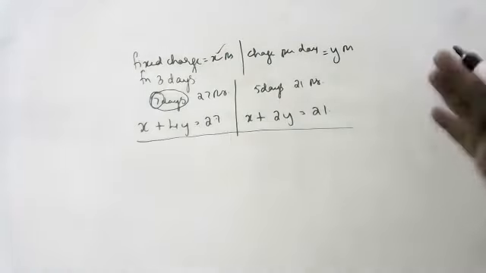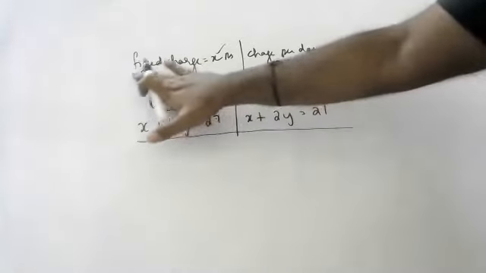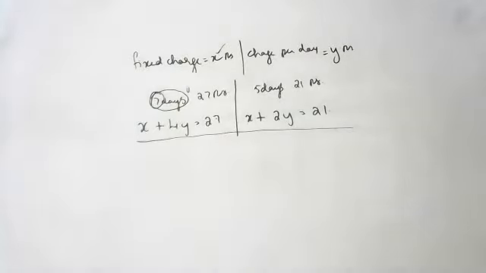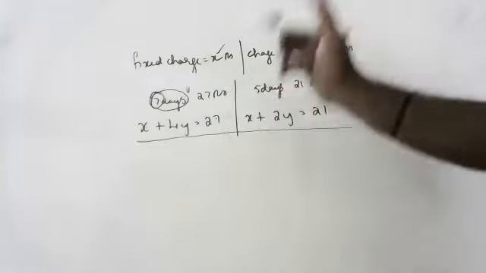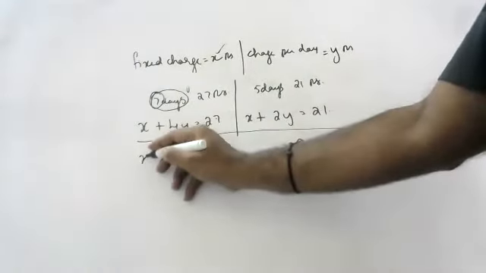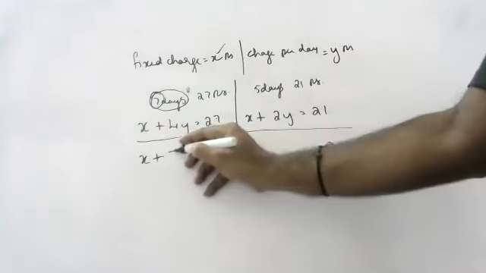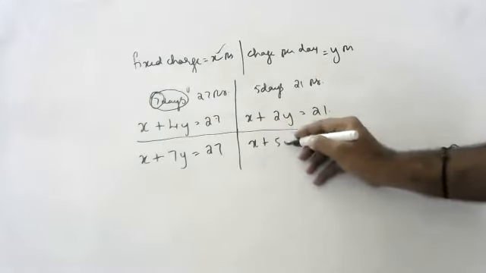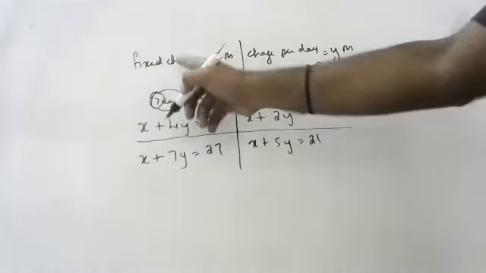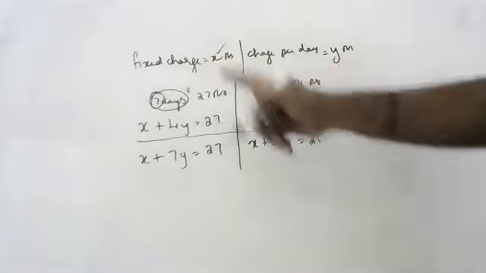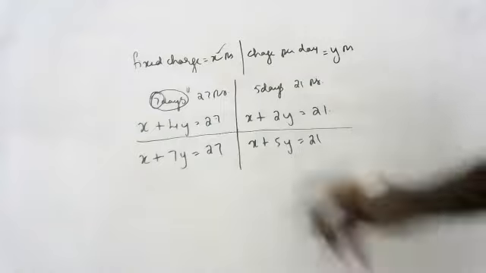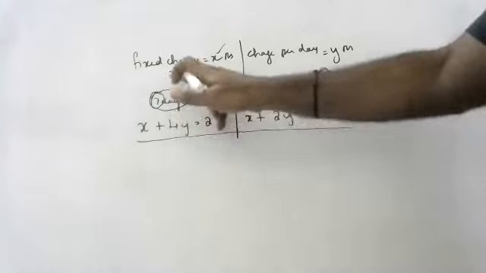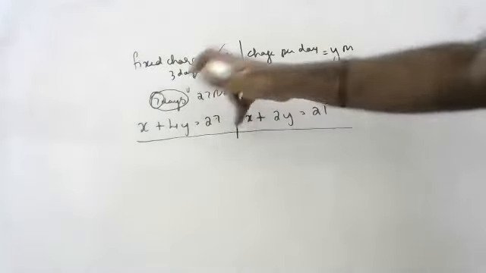Okay, same question. If suppose the charge for 3 days was not there, then what would you have done, children? x plus 7y is equal to 27, and x plus 5y is equal to 21. If 3 days was not given here, directly we would have taken fixed charge plus charge per day. But here for 3 days the fixed charge is x. That's why from 7 days we removed 3 days and put 4, and from 5 days we removed 3 days and kept 2.